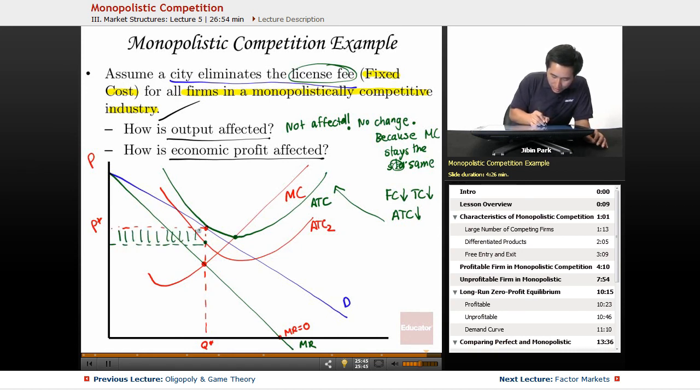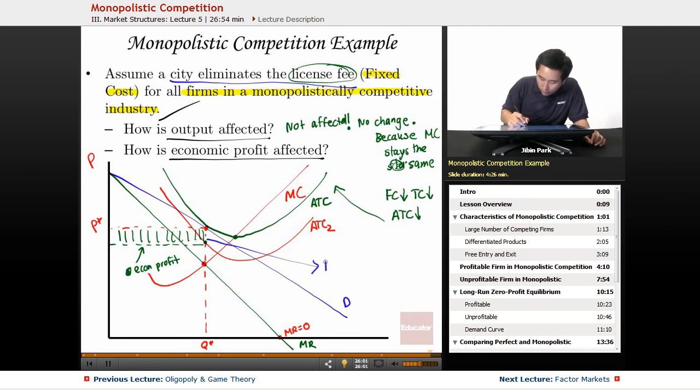Why is this the case? Because it's below the price but above the ATC. So in the short run, a monopolistically competitive firm can make economic profit. Now again, this is not a long run situation. The economic profit, what is it going to do?